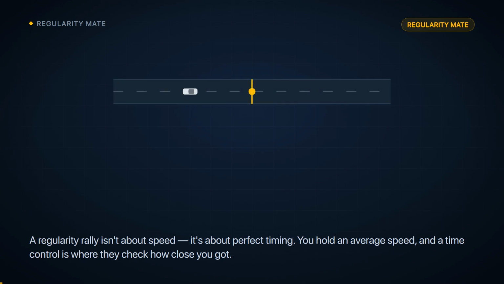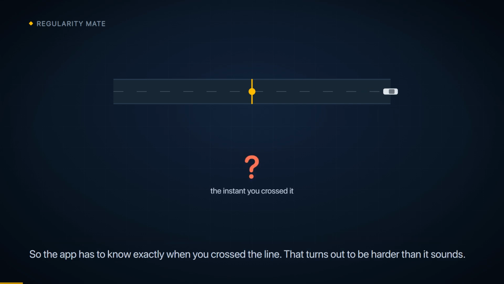A regularity rally isn't about speed, it's about perfect timing. You hold an average speed, and a time control is where they check how close you got. So the app has to know exactly when you crossed the line. That turns out to be harder than it sounds.